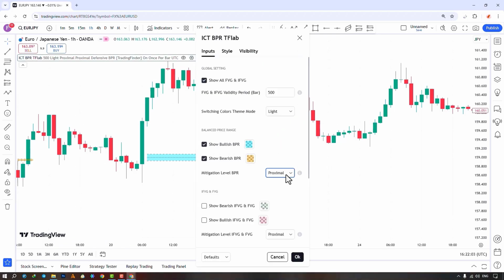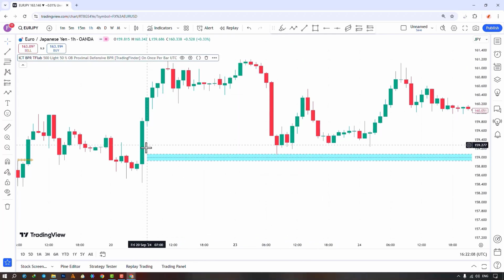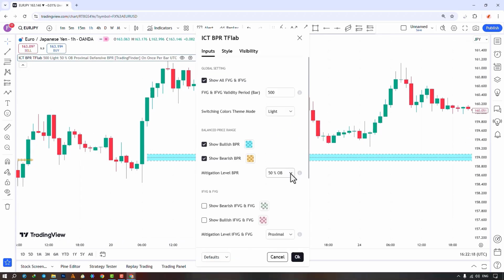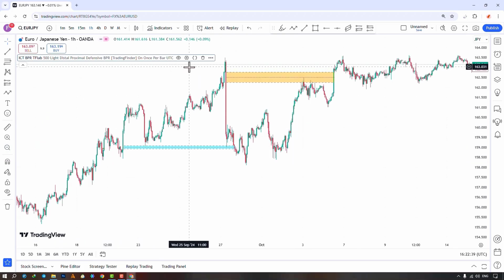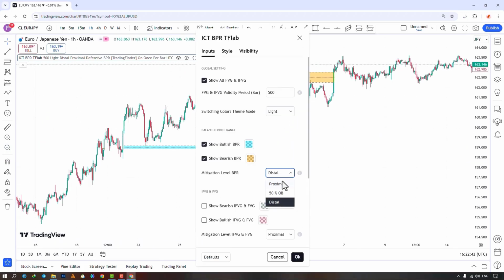Selecting the second option considers the 50% of the BPR range, and price interaction validates it. The distal option considers the furthest level from the price, and when the price interacts with the lowest level of the BPR boundary, it identifies it as valid. Alternatively, if the price completely consumes the BPR boundary, it considers it invalid. This is set to default.